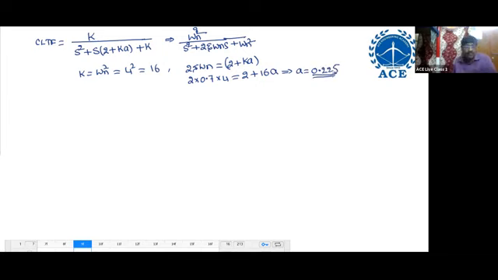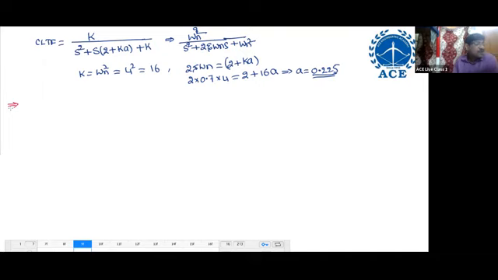Next problem. One more problem. Try to solve all the problems in volume 1 today. Volume 1, volume 2, previous GATE questions. Most of the people are not solving any previous questions. That is the problem.